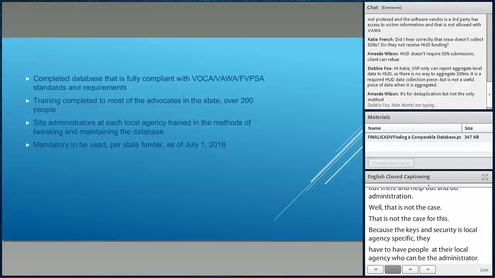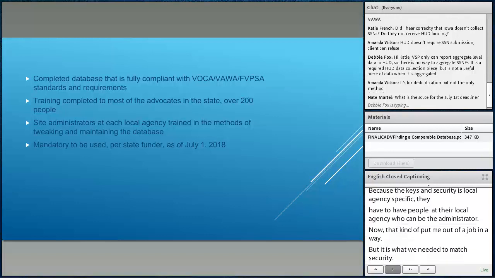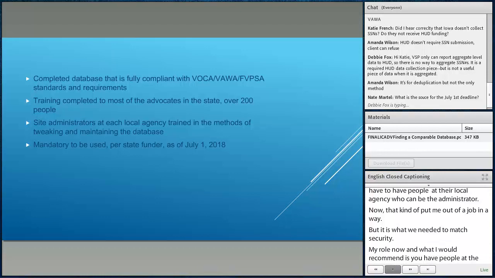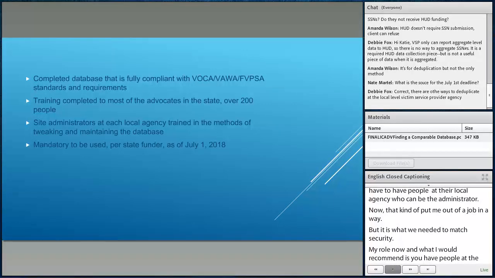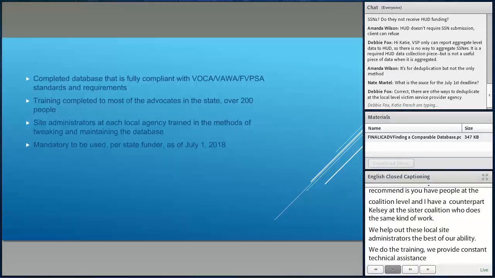My role now, and what I would recommend, is you have people at the coalition level. I have a counterpart, Kelsey Roby, over at Iowa CASA on our SA side of our sister coalition, who does the same kind of work. We help out these local site admins to the best of our ability. We did the training. We provide constant technical assistance to them, fielding questions. Our coalition databases look a lot like local agencies' databases, so we can walk through some things. And then we have direct access to the vendor. So any questions that we can't answer, we can go that way.